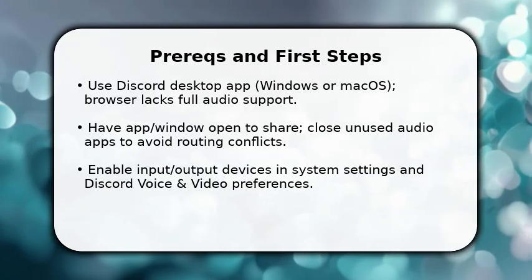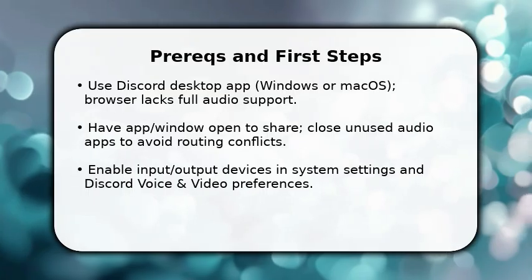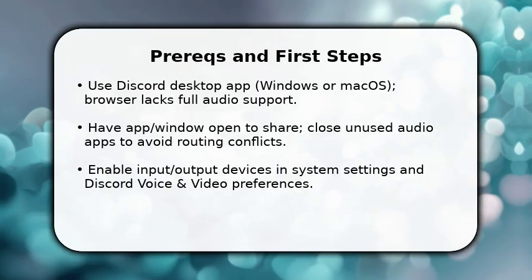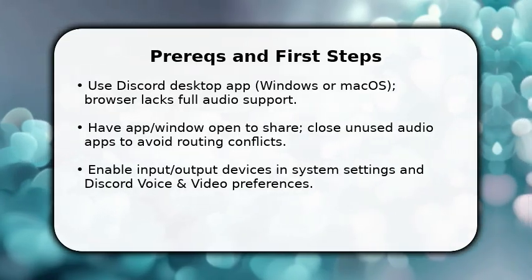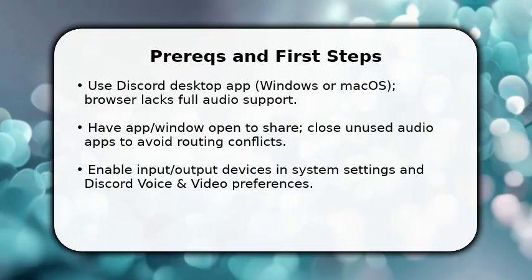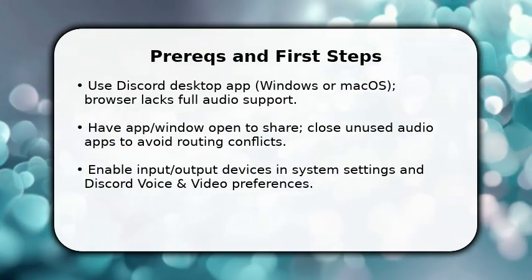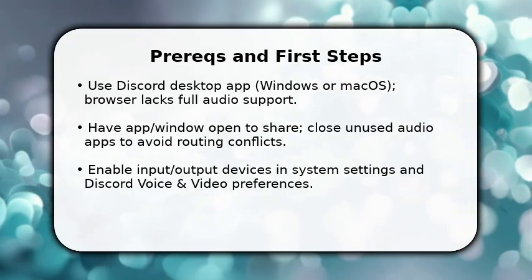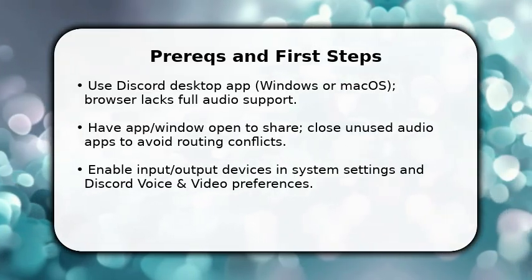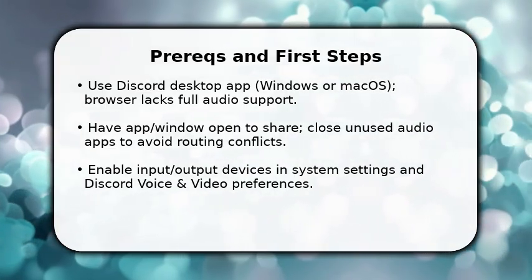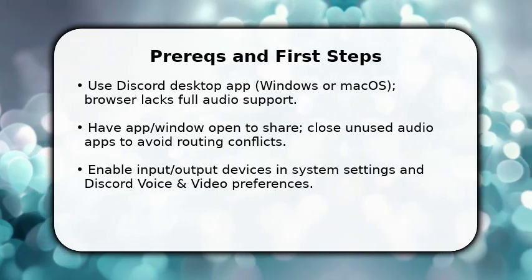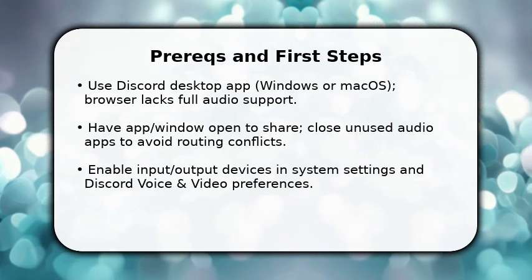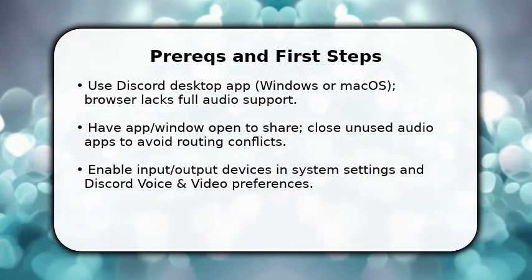You start by confirming prerequisites. Use the Discord desktop app because browsers restrict system audio. Open the app or the specific window you want to share, then pick the correct output device in both your OS and Discord voice and video settings so sound routes properly. Once done, choose Screen in Discord, select the application or screen that produces audio, and enable the option to share sound. This avoids common capture issues and gets you ready for the detailed steps that follow.